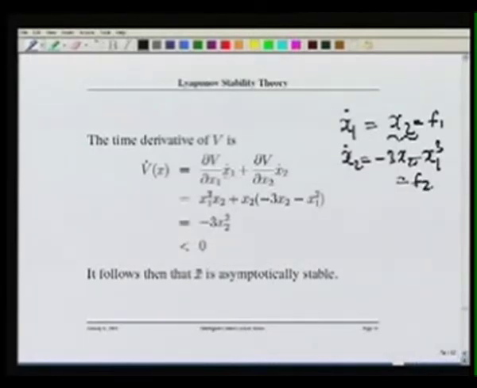So, this is your f 1 and this is your f 2. dou V by dou x 1 f 1 plus dou V by dou x 2 f 2, where f 1 is x 2 and f 2 is minus 3 x 2 minus x 1 cube. If you simplify it, V dot of x is minus 3 x 2 square, which is always less than 0 when x 2 is not 0. So, it follows that the equilibrium point is asymptotically stable, which we could not conclude using the indirect method.